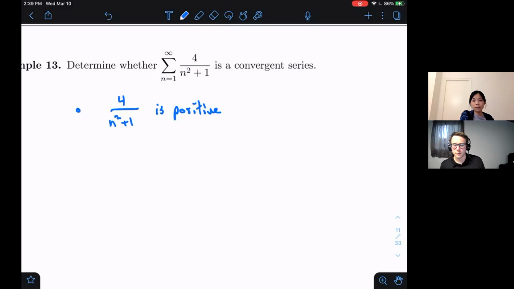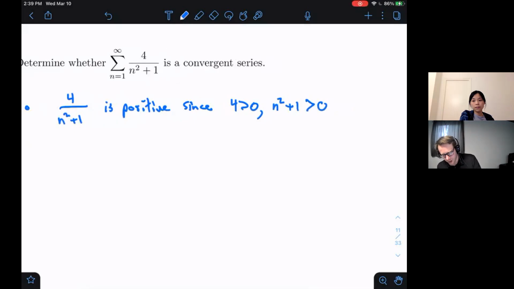Since all of the pieces are positive, right? Since 4 is greater than 0, it's positive, and n squared plus 1 is greater than 0 all the time, right? But in particular, when n is 1 and larger, this will certainly be true. So when you take the two positives and divide them, it stays positive.